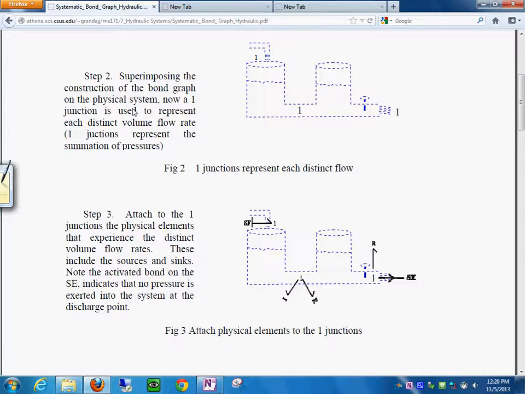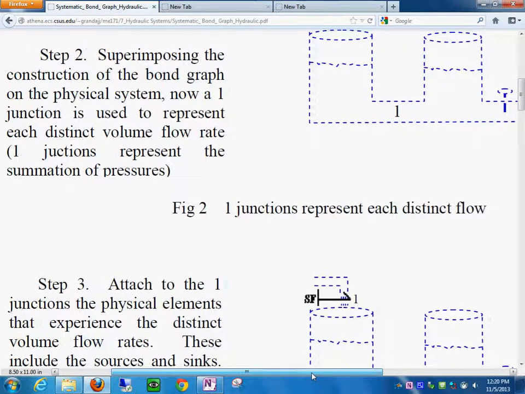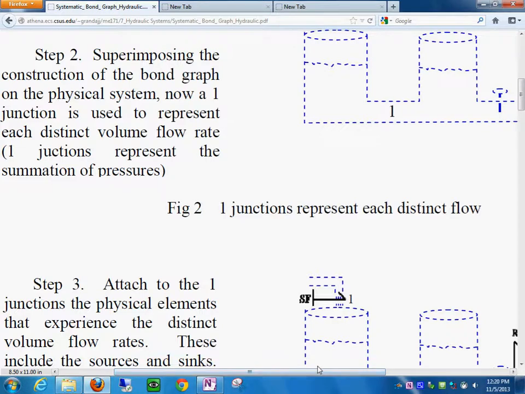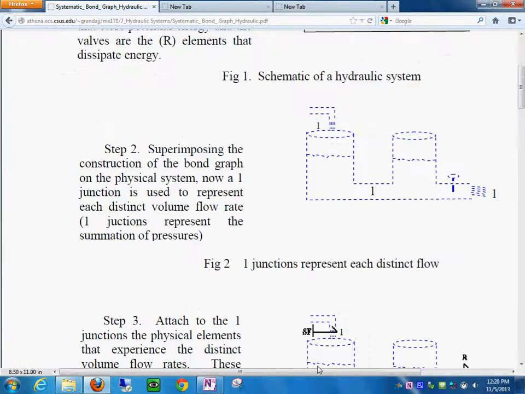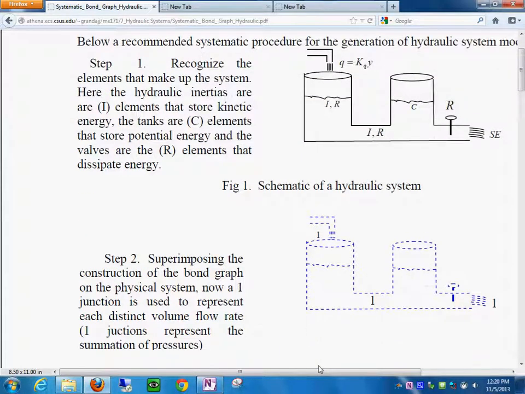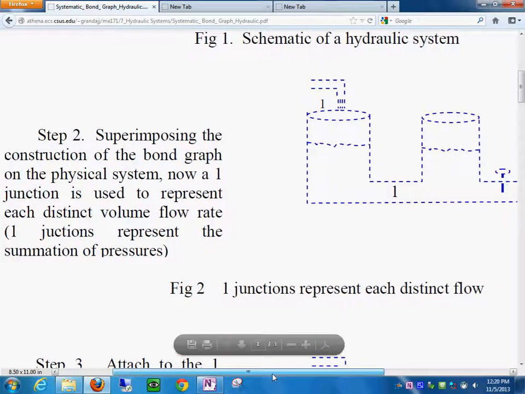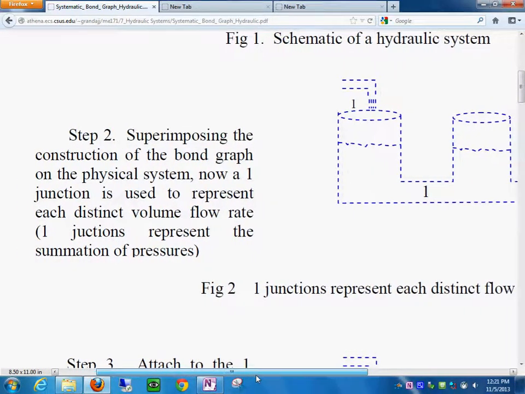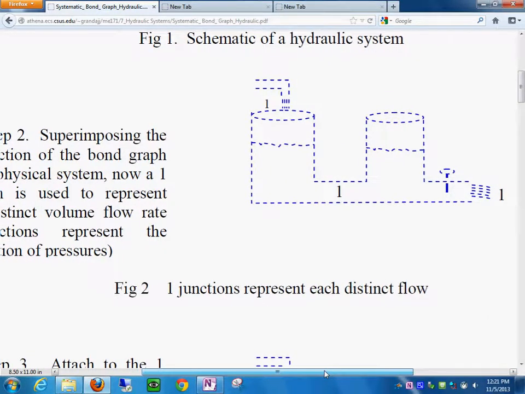Do you see the system is in blue here? Let's see if we get enough size in here that would be nice. There we go. Maybe there. Okay. Step number 2, it says superimposing the construction of the bond graph on the physical system. And we need to lay the one junctions first for the distinct flows.